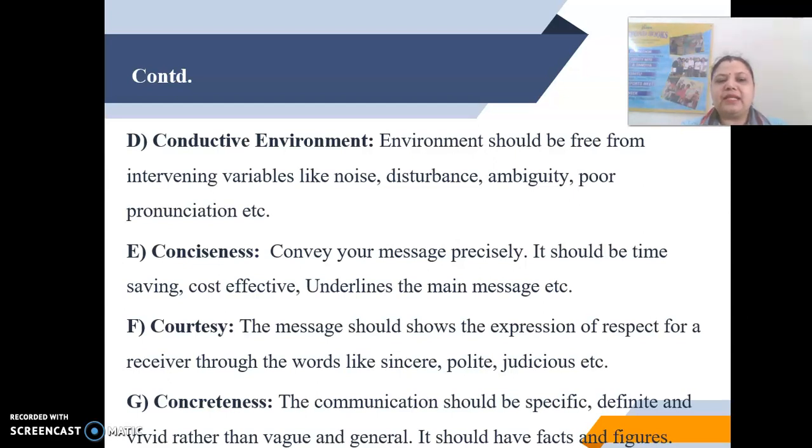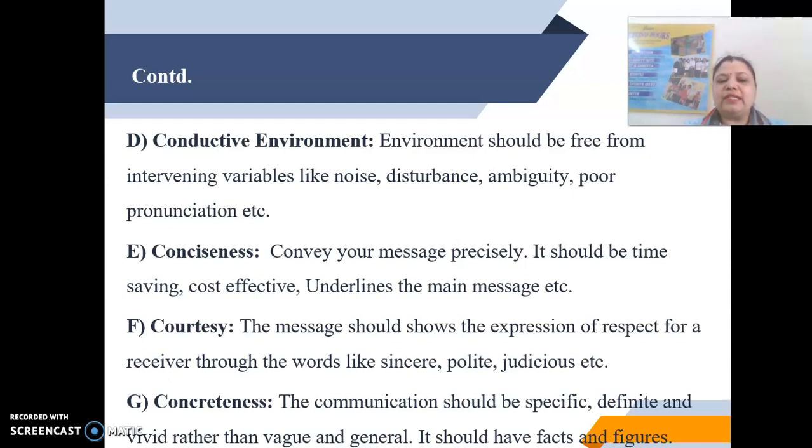Next is conciseness. Convey your message precisely. It should be time-saving, cost-effective, underlines the message, etc. Unnecessarily elaborated message may create confusion or mislead the receiver. Next is courtesy. The message should show the expression of respect for a receiver through the words like sincere, polite, judicious, reflective, enthusiastic, etc.